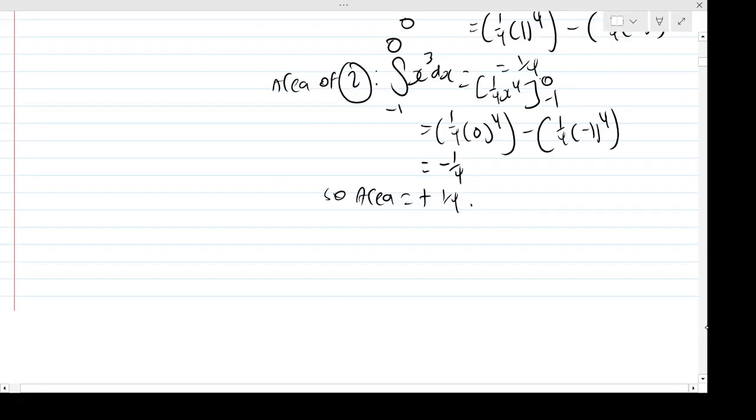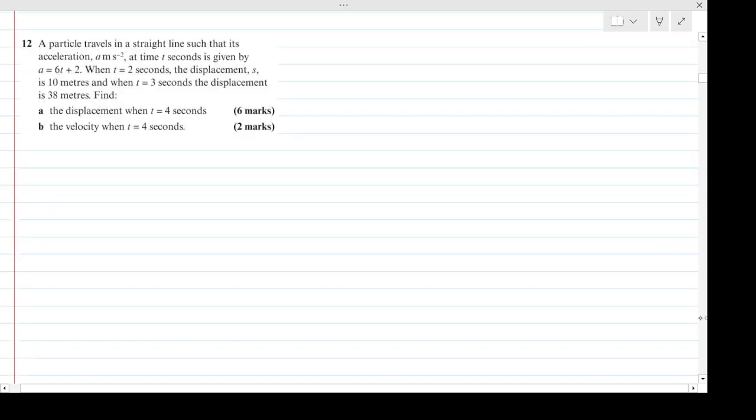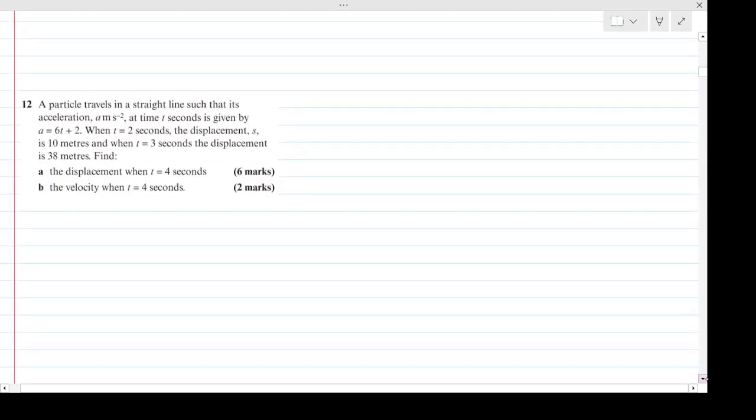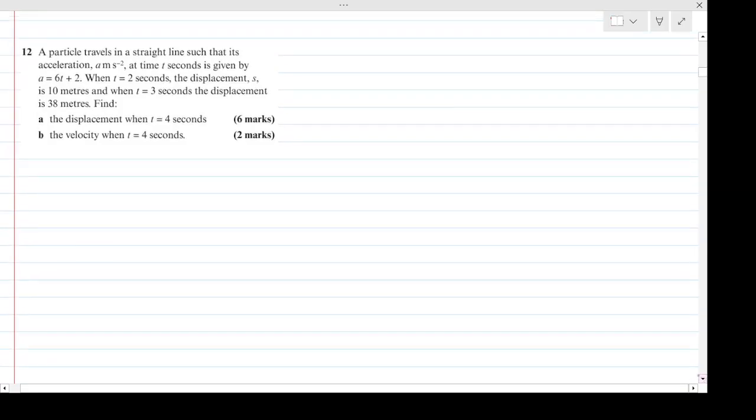Okay, so hopefully that was a good recap. So we're going to look into some examples then. We're going to look at integration. So here I'm told a particle travels in a straight line such that its acceleration is given by a is 6t plus 2. When t is equal to 2, the displacement is 10, and when t is 3, the displacement is 38. So it's asking me to find the displacement when t is 4.